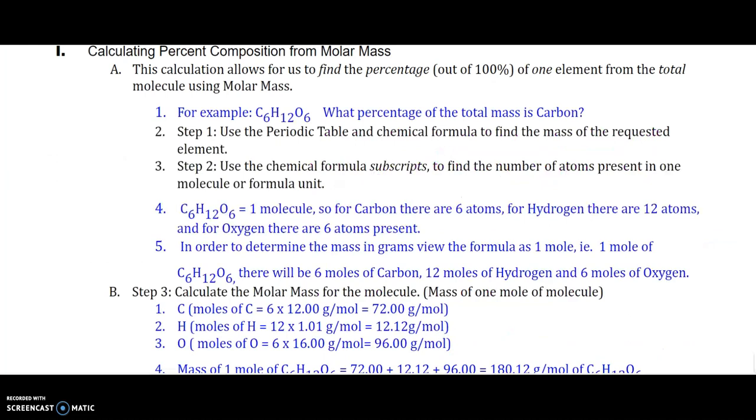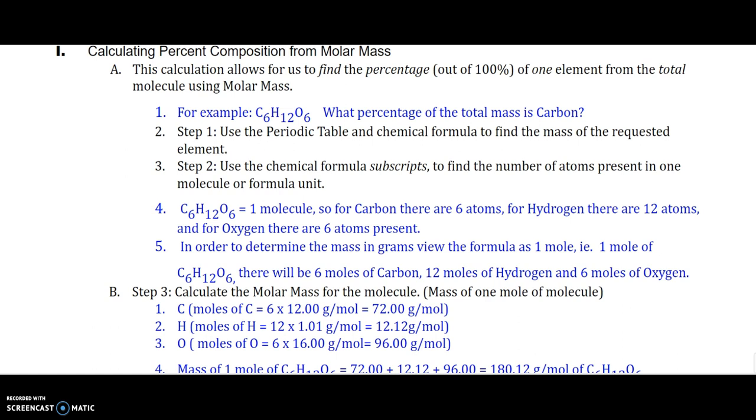Now that you're back from the PowerPoint, we're here at the student notes on calculating percent composition for molar mass. Here's another example. C6H12O6, yes, glucose. And it wants to know what's the percentage of the total mass of carbon.